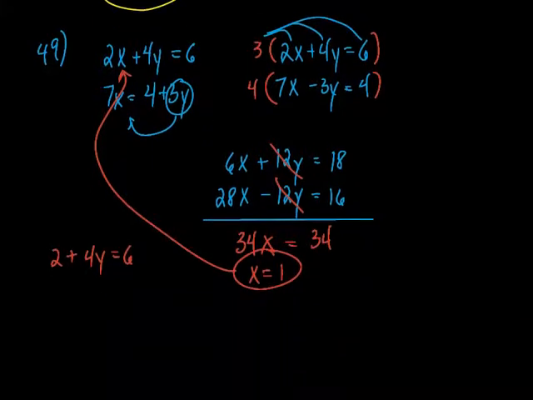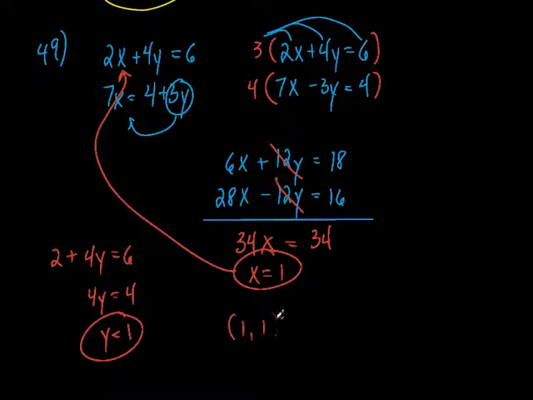All right, then you do the math. Subtract 2. So 4y is what? 4. Divide by 4, y is 1. So x is 1, y is 1. If you write it as an ordered pair, it'd just be (1, 1).